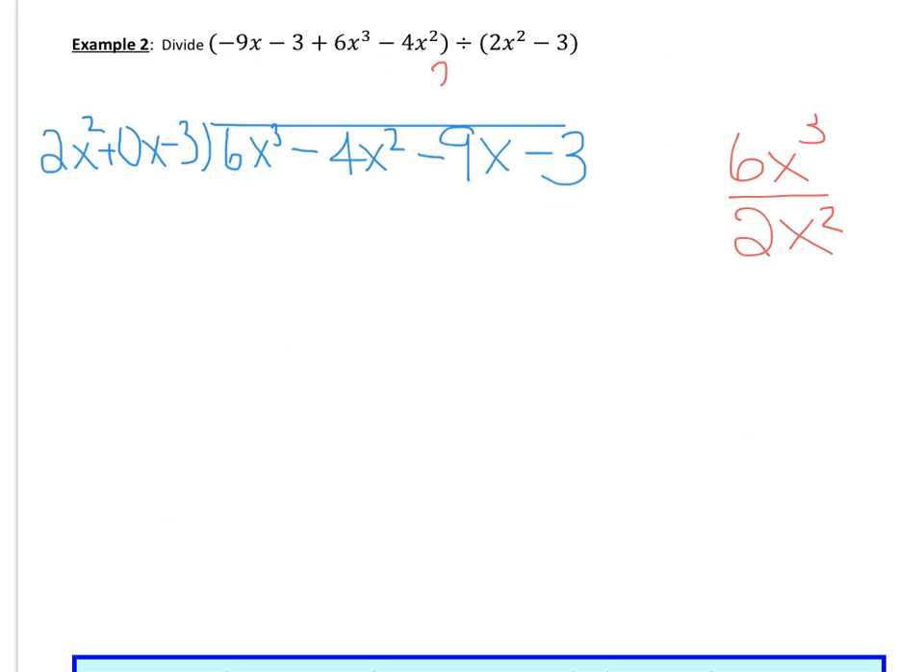Actually, just an x, right? So we're going to write it over here. Okay, and now our thought is that we're taking our 3x and we're multiplying it by all of this. So when we multiply our 3x by all of that, we of course get 6x cubed, and those always need to match up if you have done it correctly. When we take 3x times 0x, we get 0x squared. And when we take 3x times negative 3, we get negative 9x.